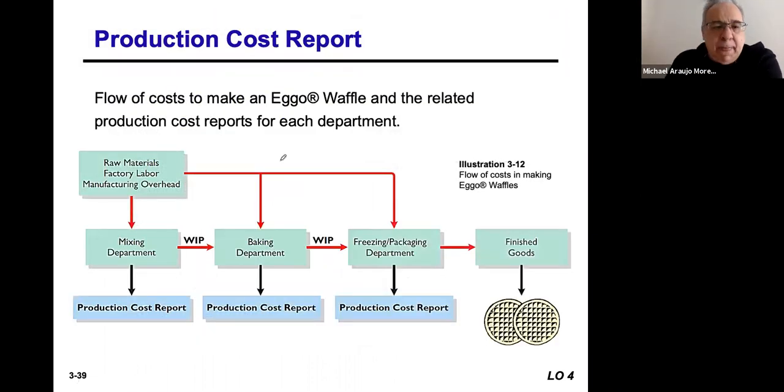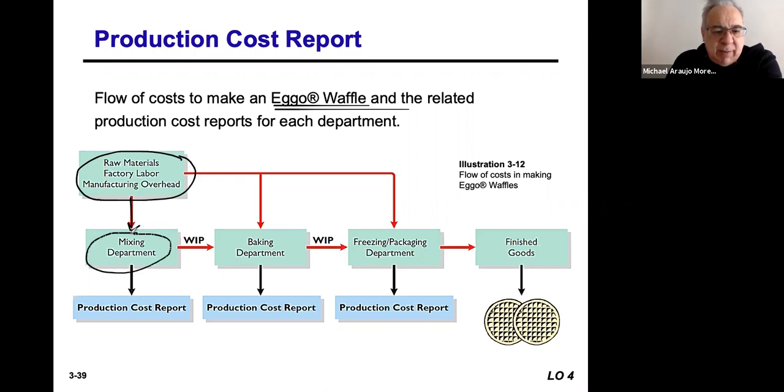So don't let go of my ego because we're still on it here. Ego waffles here, you can understand how it all works, right? So we have raw materials, overhead, and labor gets allocated, of course, to the mixing department as well as to the baking and freezing packaging department. But then you kind of know how things work, right?